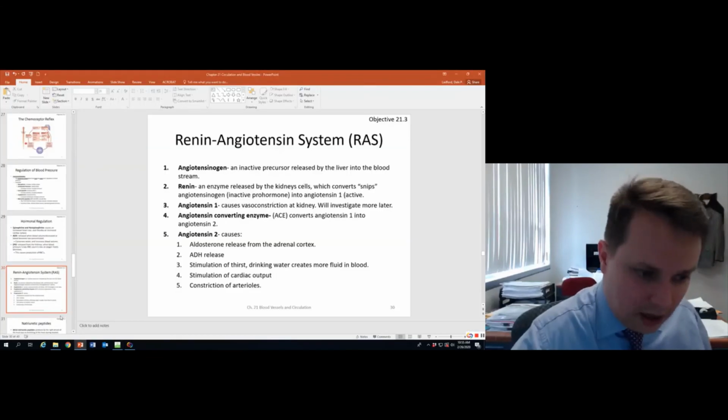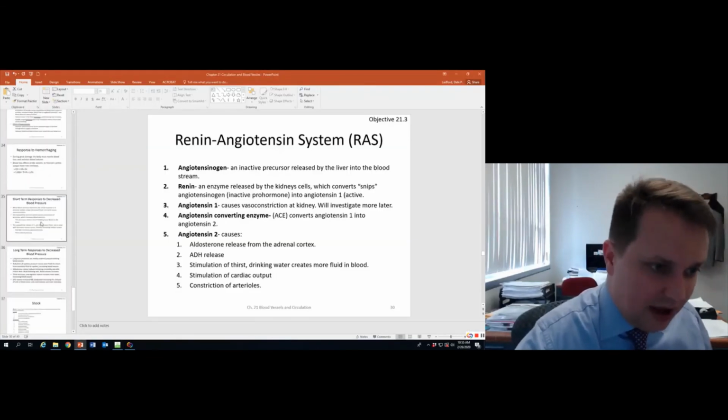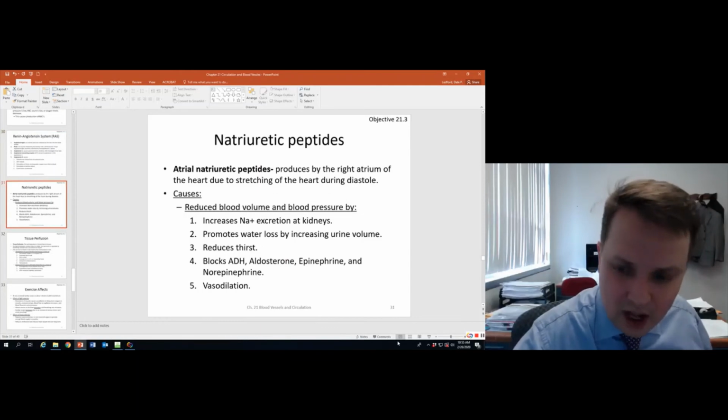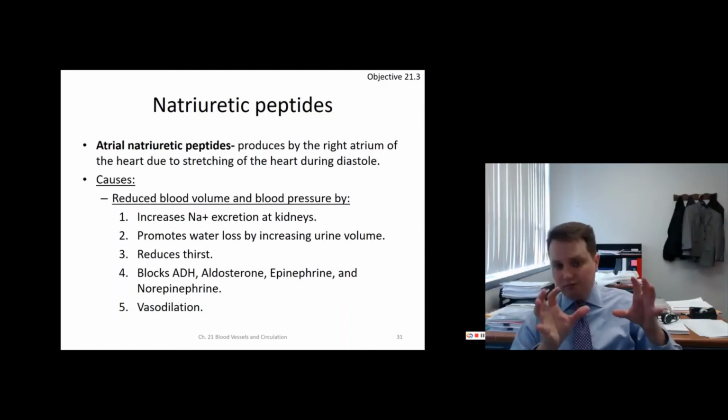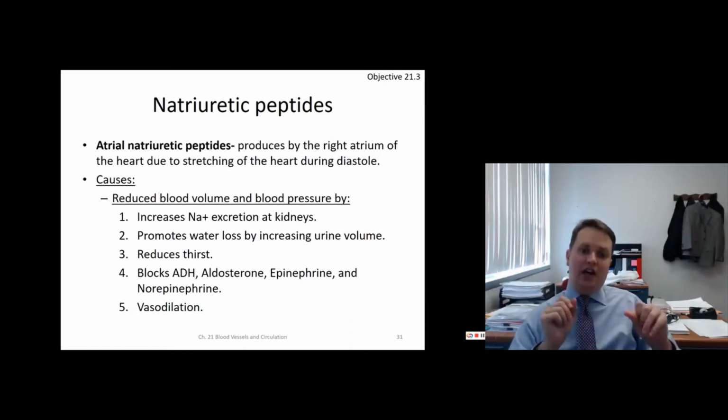Alright, now, as you can see, not much left. The hard part's really kind of done. Now, as we see, atrial natriuretic peptide is the opposite of aldosterone. It actually causes you to pee sodium. It makes you lose more water. So it's also opposite of ADH. It also reduces thirst. So it blocks ADH. It blocks aldosterone. It even blocks your epinephrine, norepinephrine, and it's a vasodilator. Natriuretic peptide is the opposite of this stuff up here.